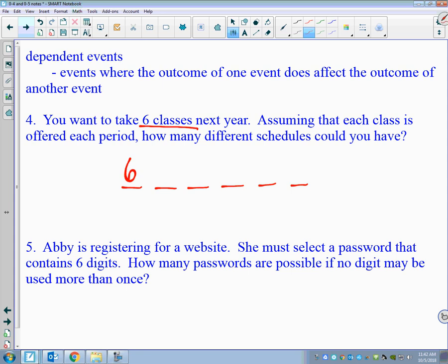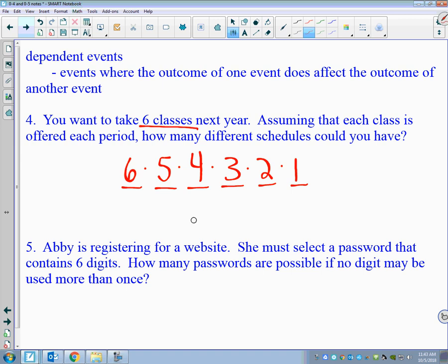But now this becomes a dependent event because I already chose math for first period because it's my favorite. How many do I have left to choose from second period? Well, now I only have 5 classes. And then I chose English second, so what do I have left? Well, I only have 4 periods, right? And when I get down to the last period, I only have 1 class left to choose from. And so that's going to count down. That would be dependent. And I'm going to multiply this together, which you can totally do on your calculator.